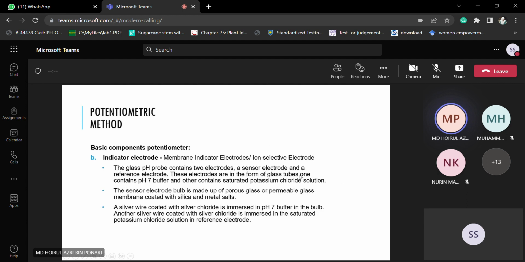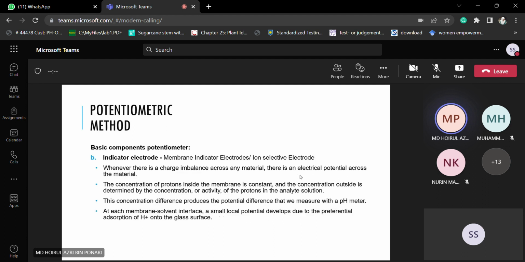So in a glass pH probe, it contains two electrodes, a sensor electrode and a reference electrode. These electrodes are in the form of glass tubes, one contains pH 7 buffer, and the other contains saturated potassium chloride solutions. The sensor electrode bulb is made of porous or permeable glass membrane coated with silica and metal salts. A silver wire coated with silver chloride is immersed in pH 7 buffer in the bulb. Another silver wire coated with silver chloride is immersed in the saturated potassium chloride solution in the reference electrode.